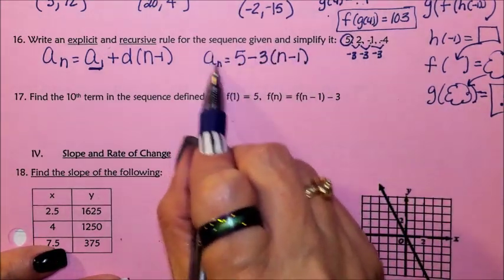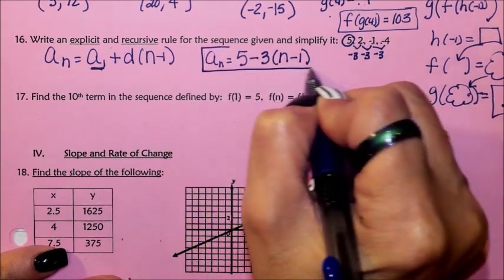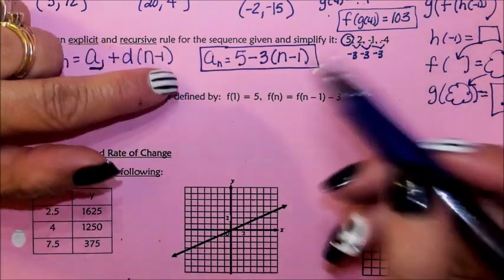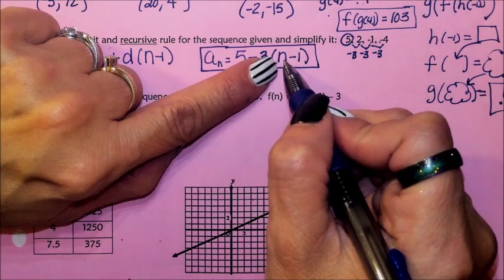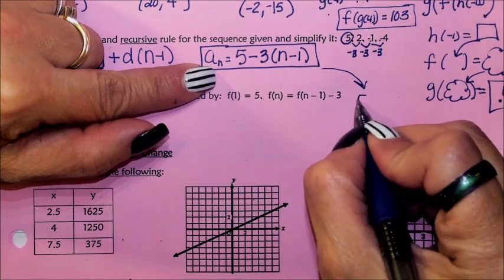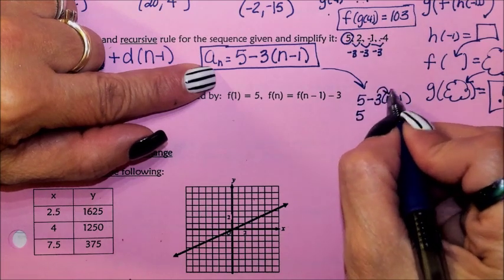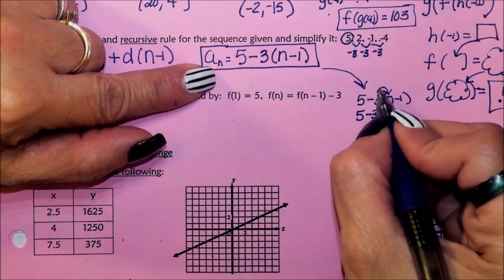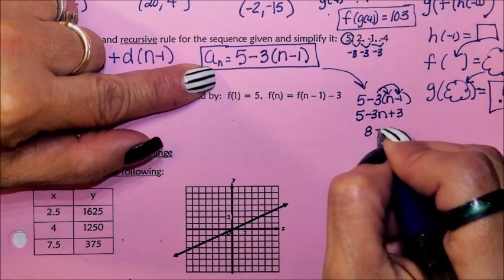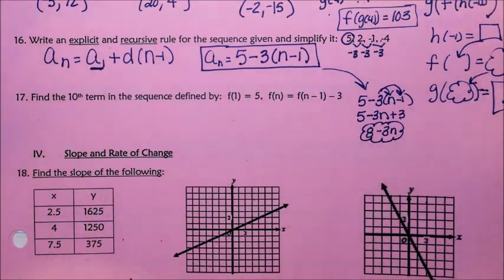Okay, on this one right here, if I wanted you to simplify it, and I know we did this a couple of times, this would be my explicit rule. In other words, I could say find the 20th term. And you would say, oh, well, I'll plug 20 here, and then I could find it. I could also ask you to simplify this. Let me come over here and do 5 minus 3 times n minus 1. 5, distributive property. Let's do minus 3n. Negative 3 times 1 would be plus 3. 5 and 3 would give me 8 minus 3n. I could ask you to simplify it like that. That's fine, we could do that.